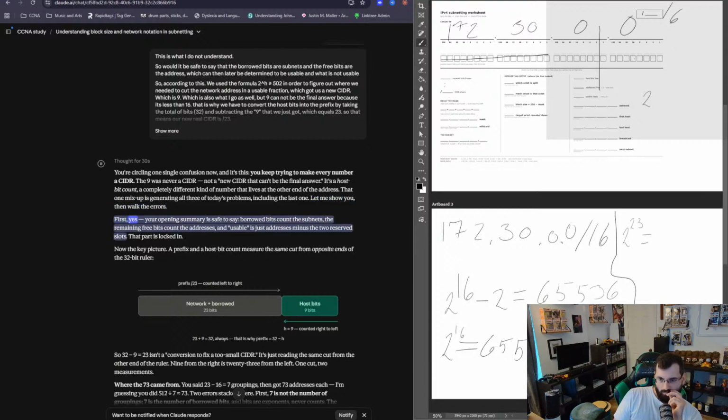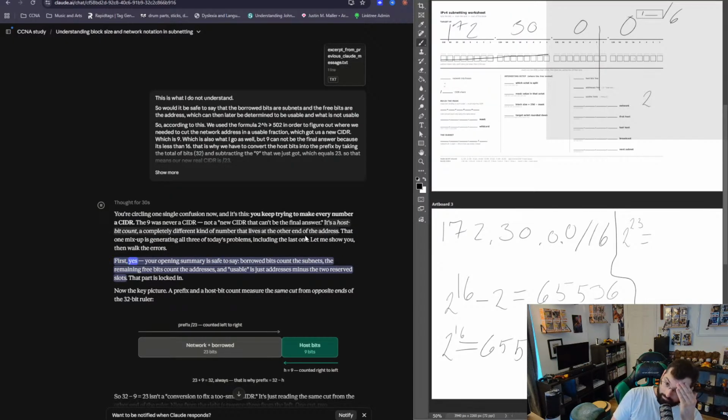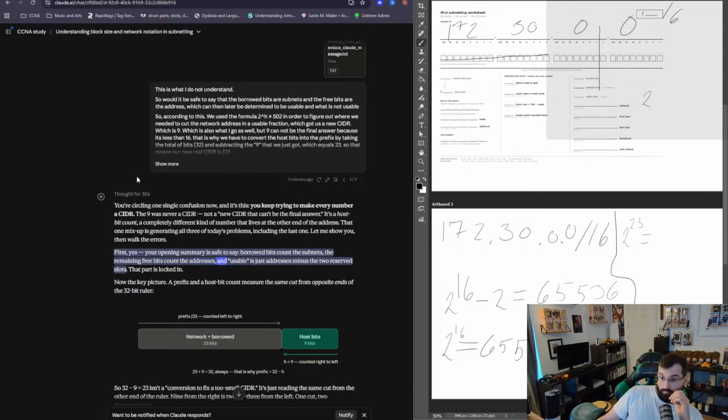First, yes, your opening summary is safe to say. Borrowed bits count the subnets, the remaining free bits count the addresses, and usable is just addresses minus the 2 reserved slots. That part is locked in. We're going to listen to that again. First, yes, your opening summary is safe to say.